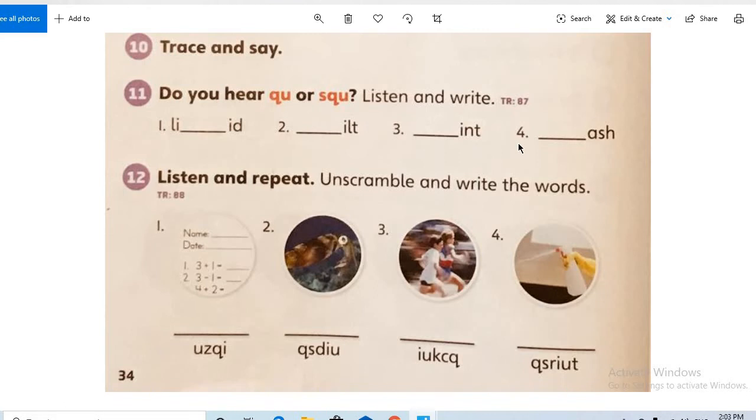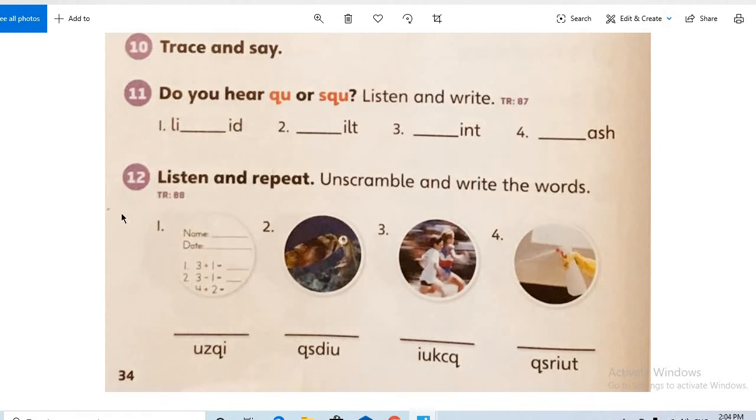And number 4, we have squash, SQU, squash. To squash something means to crash something.